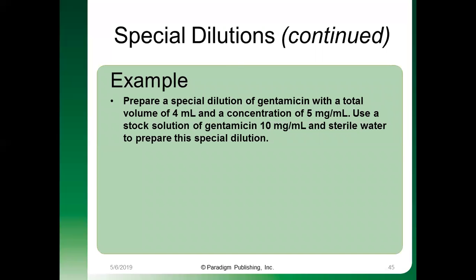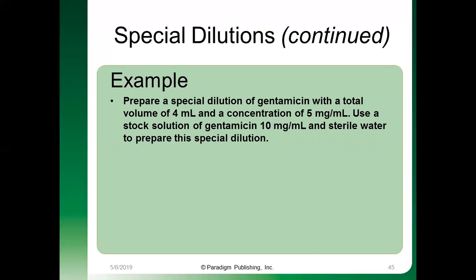So for example, prepare a special dilution of gentamicin with a total volume of 4 mL and a concentration of 5 milligrams per mL. Use the stock solution of gentamicin 10 milligrams per mL and sterile water to prepare the special dilution. So again, you want the pediatric dose to be a 5 milligrams per mL concentration, and out of that, you're going to draw out 4 mLs.